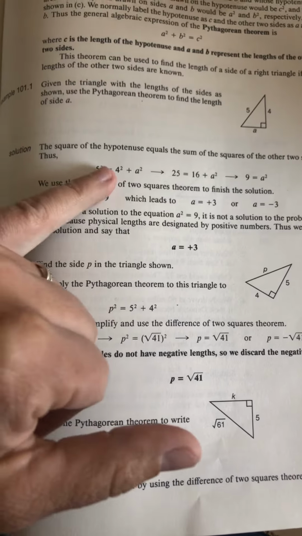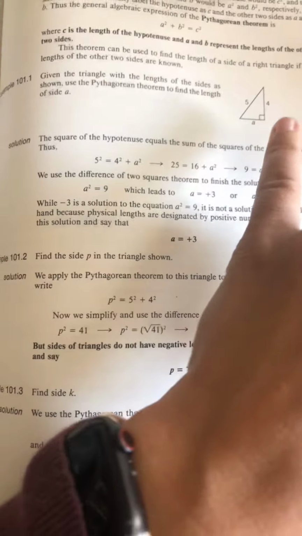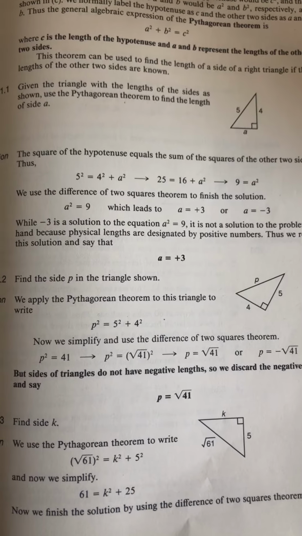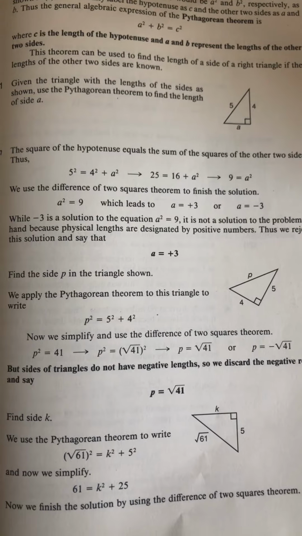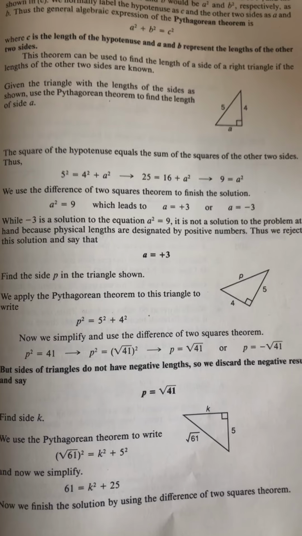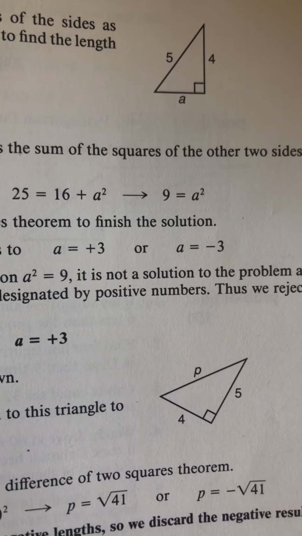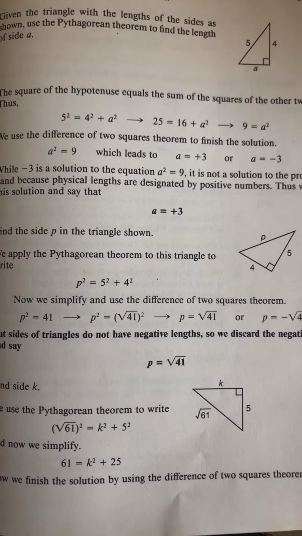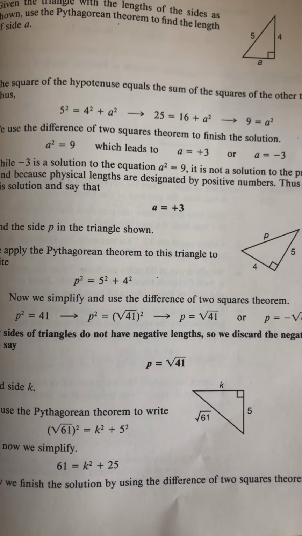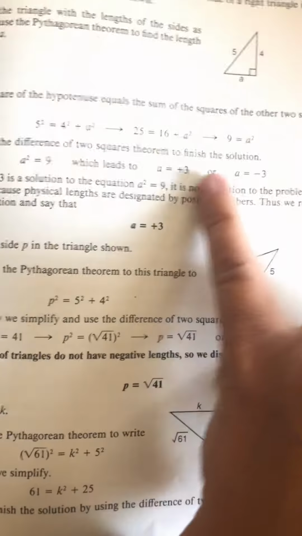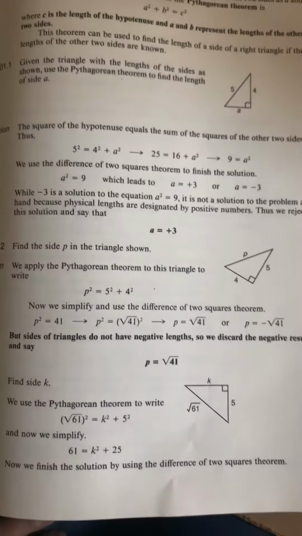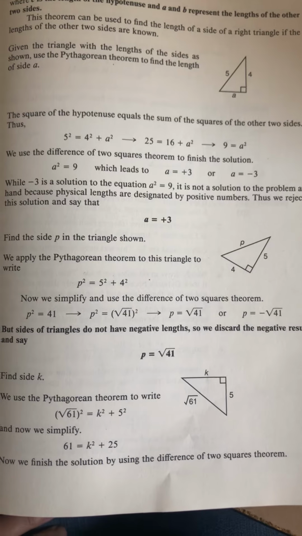So if you know that 5 squared equals 4 squared plus a squared in that triangle, you would be able to say that 25 equals 16 plus a squared, which would tell you that 9 equals a squared. And given the difference of two squares theorem that we just learned, we could say that a squared equals 9, which means that a could equal either positive 3 or negative 3. But since we're talking about the measurement of a side of a triangle, negative 3 makes no sense. Therefore, we can determine that a equals positive 3.